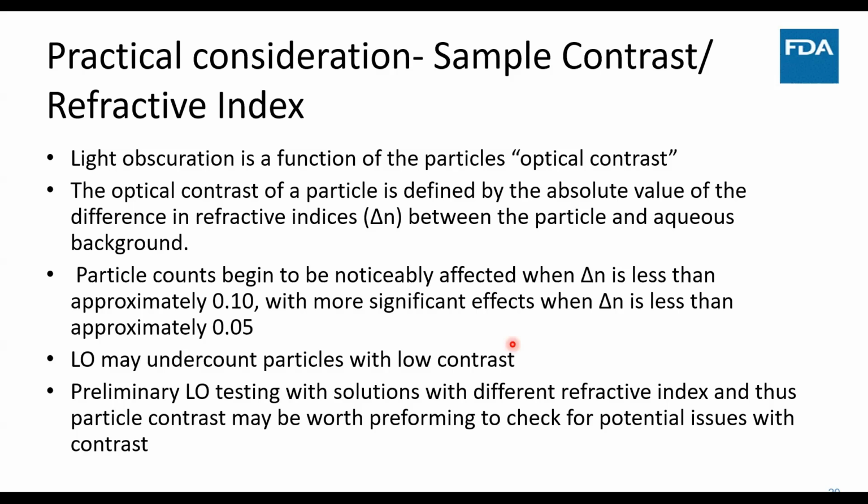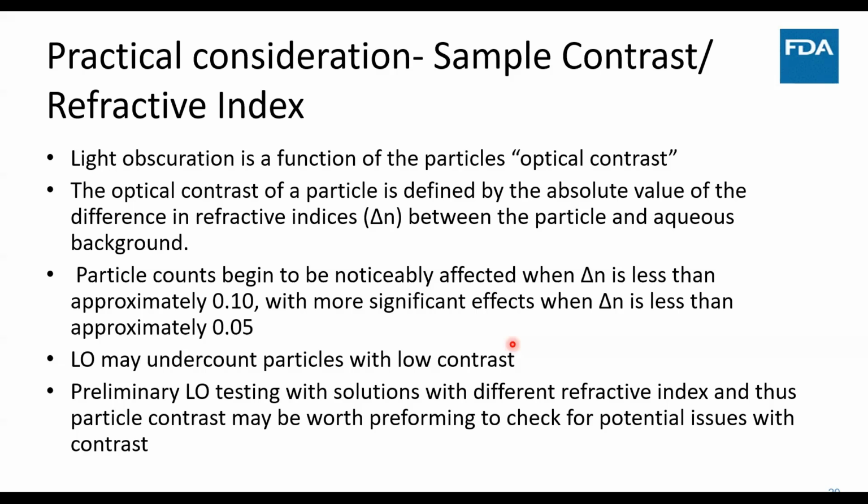Light obscuration may undercount particles with low contrast. The particle count is noticeably affected when the difference between the refractive index of our product or our particle of interest and our medium or our environment is less than 0.1. We see more significant effects when you're looking at a difference of less than 0.05. One may say, well, it's easy to just look at the refractive index of our particle compared to our medium and determine whether this risk is high or low.